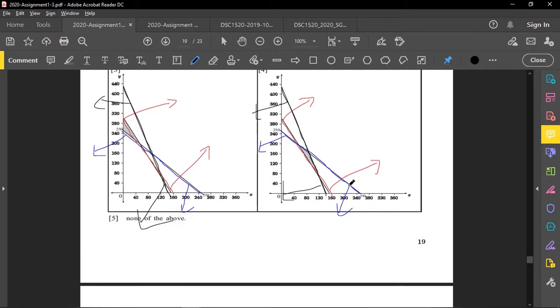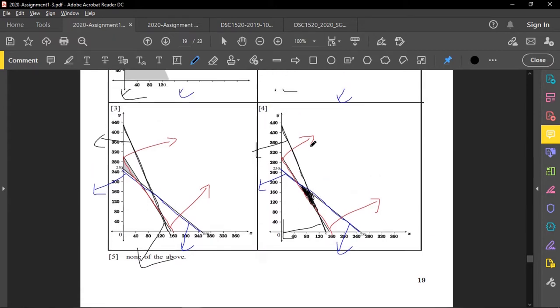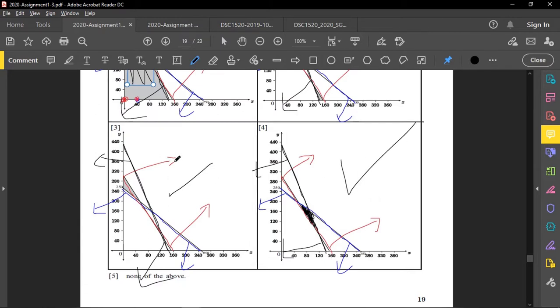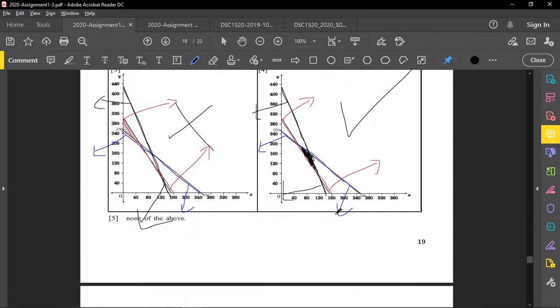Okay. This one. Is it below the blue? It is below the blue. Is it above the red? It is above the red. Is it below the black? It is below the black. So there's the section. Okay, so this is the correct one. That one's out, that one's out, that one's out. Option 4.